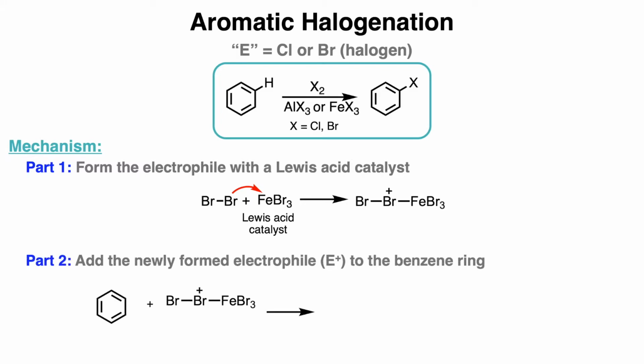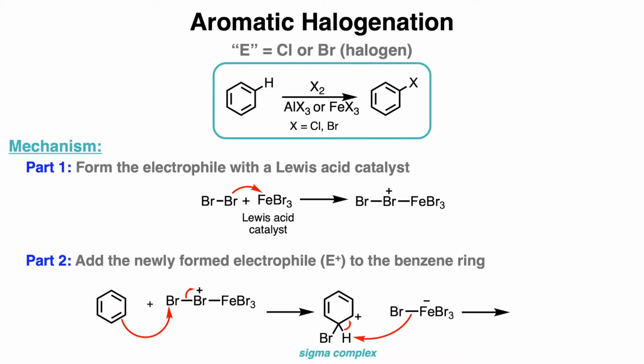Then in the second part, we will add our electrophile to the benzene ring. One of the pi bonds in benzene attacks the bromine atom at the end of the complex, and then the Br-Br bond breaks off. This forms a positively charged intermediate or a sigma complex, sometimes it's even called an arenium ion. Notice that the sigma complex is not aromatic because it is not fully conjugated due to the lack of p orbitals at that sp3 hybridized carbon atom. Then in the next step, the sigma complex is deprotonated, which restores aromaticity in the product.